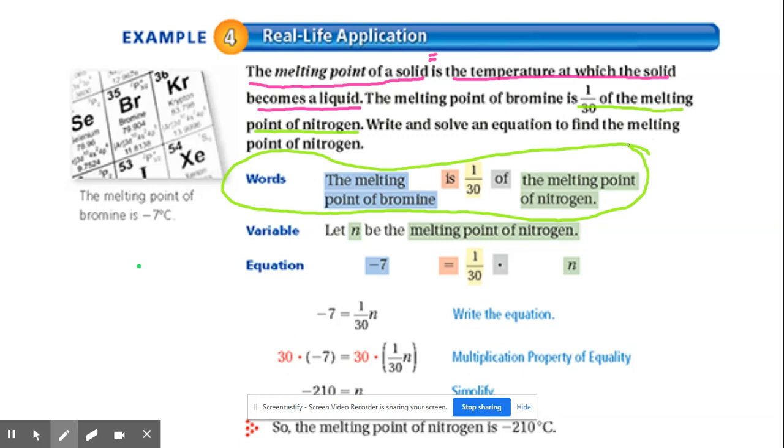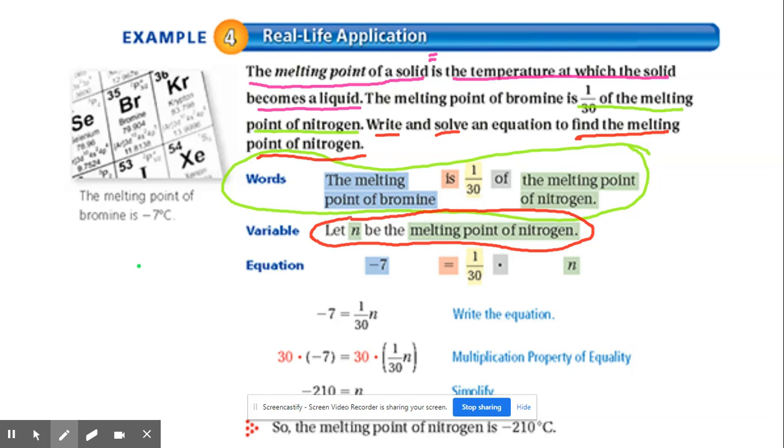And so you always want to define your variable. What is it that you're trying to find? Well, that's always stated in the last, usually it's in the last. It says write and solve an equation to find the melting point of nitrogen. And that's what we're looking for. So that's going to be your variable. That's what we're looking for. So N equals the melting point of nitrogen.